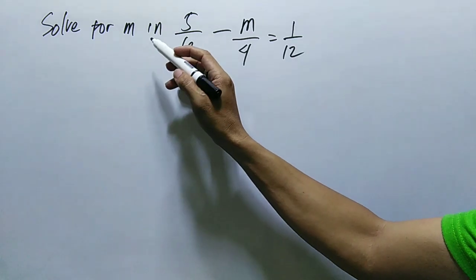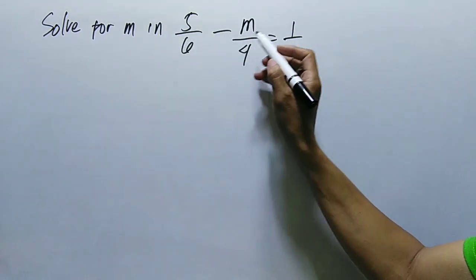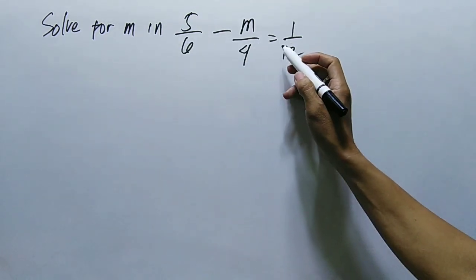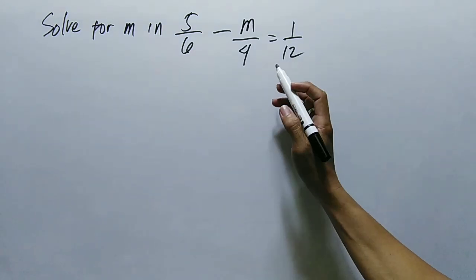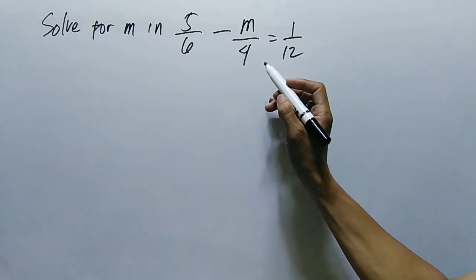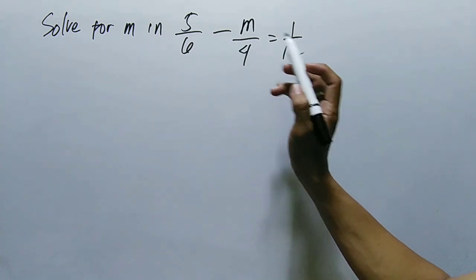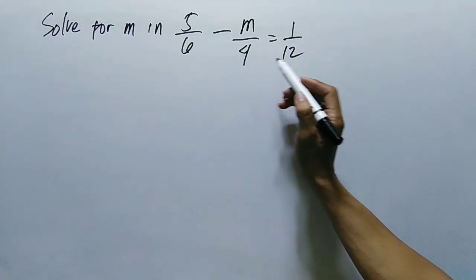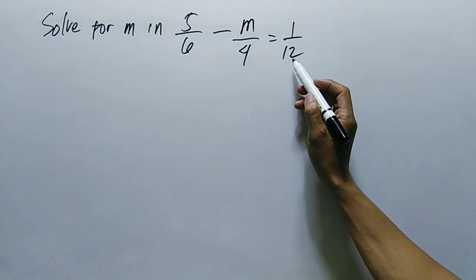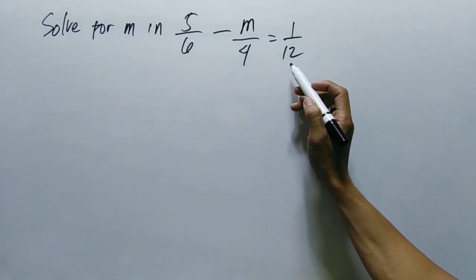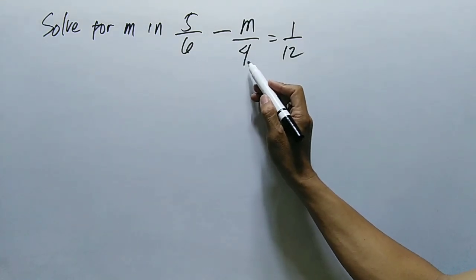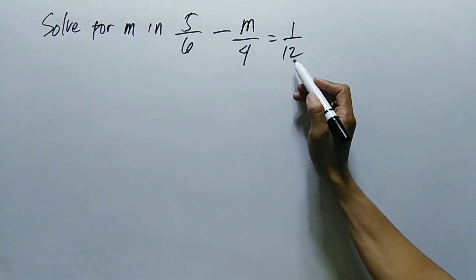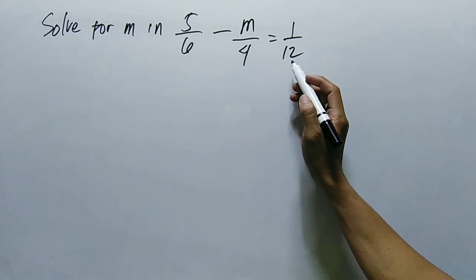Okay, we will solve for m in 5 over 6 minus m over 4 equals 1 over 12. So, ang gagawin lang natin dito una, kunin natin yung LCD. Okay? So, dapat si LCD ma-divide sa 6, ma-divide sa 4, at saka ma-divide sa 12. So, yung LCD natin dito is 12. Kasi si 12, ma-divide siya sa 6, ma-divide siya sa 4, and of course, ma-divide siya sa 12. So, yung LCD natin is 12.